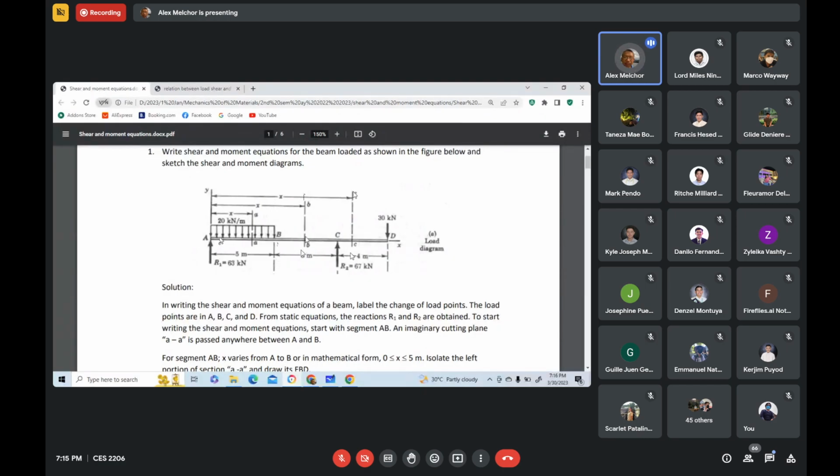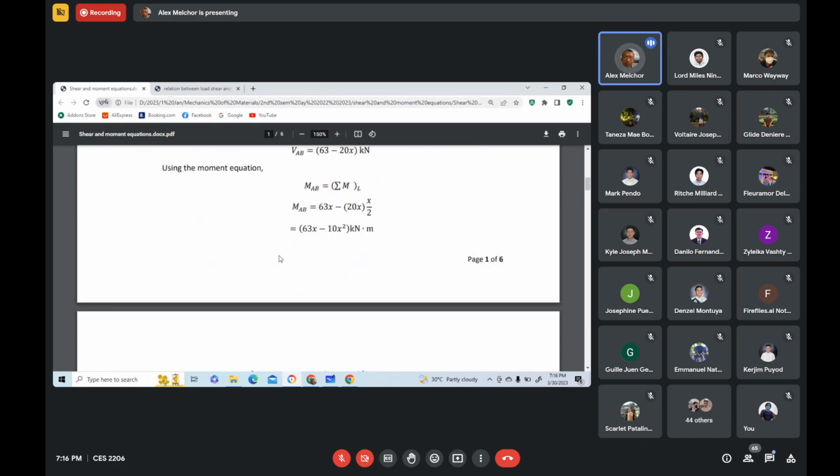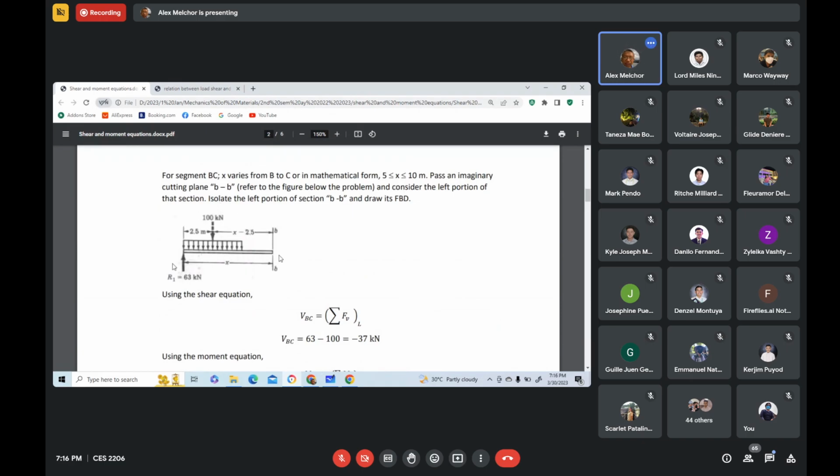Okay, so we will just consider this left portion, no? So that others can understand clearly, I will just explain to you again how to write the shear moment equations for segment BC. So again, if you have a paper with you, then you cover the right portion of section BB and consider only the left portion. So when you cover the right portion of section BB, you can see this, okay?